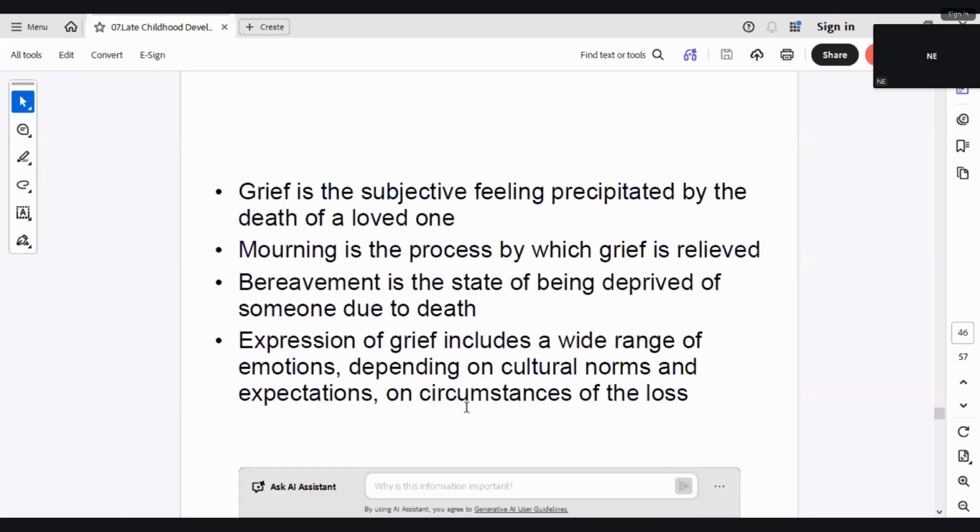So in some cultures, it's 3 days of Aza. In some cultures, people wear black, and some people wear white. In some cultures, people's expression is extremely excessive, and that's allowed or permitted. So again, it's very important when you're assessing someone or talking to someone to understand what their cultural norms are. Sometimes people vary in their reactions.